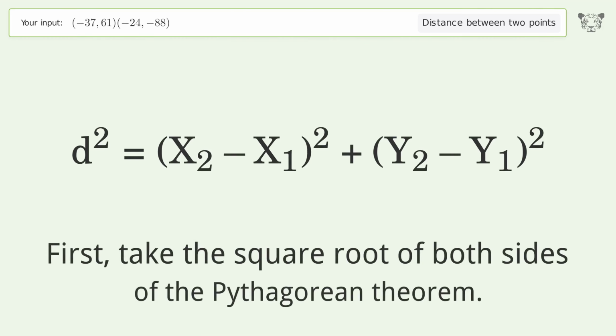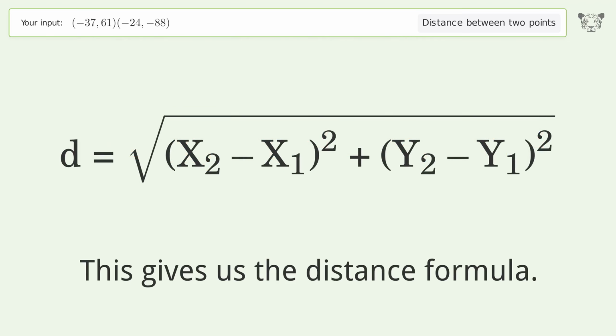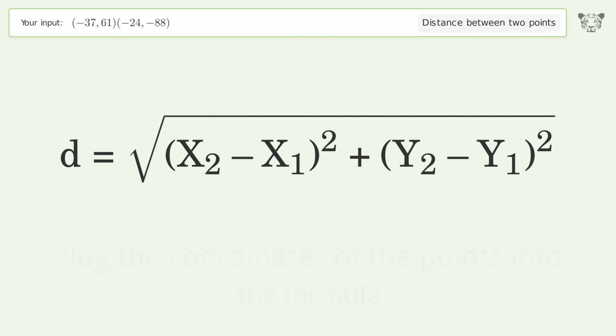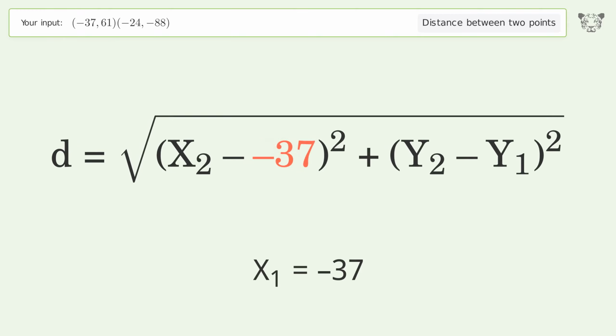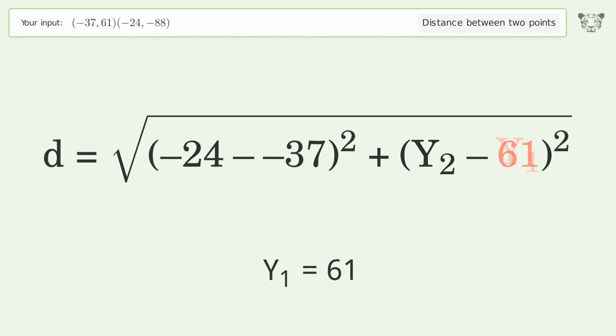First, take the square root of both sides of the Pythagorean theorem. This gives us the distance formula. Plug the coordinates of the points into the formula. x1 equals -37. x2 equals -24. y1 equals 61. y2 equals -88.